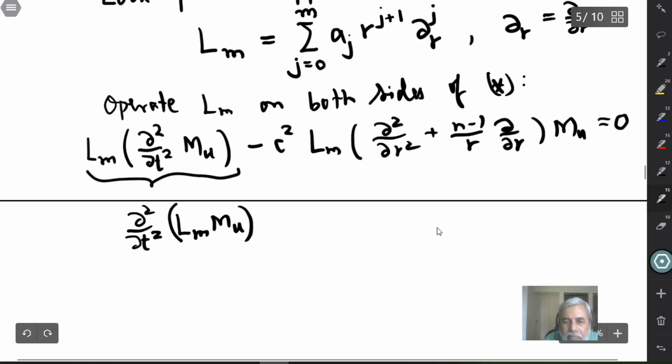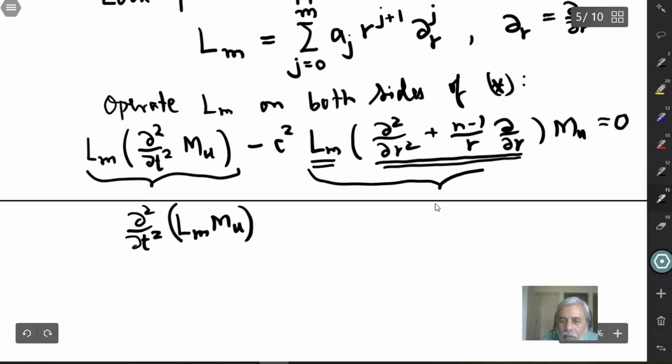But this is also a differential operator containing r derivatives, and this is also a differential operator in the r variable. So in general, there will not be commutativity. I cannot just push this L_m inside, just like I did here. There will be some extra terms that will crop up, and somehow you want to reduce it. Remember, this is our goal.